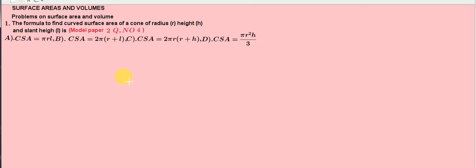We know that curved surface area of cone is equal to pi r l. So option A is the correct answer.